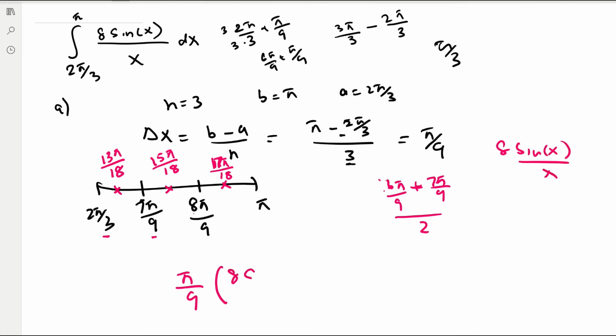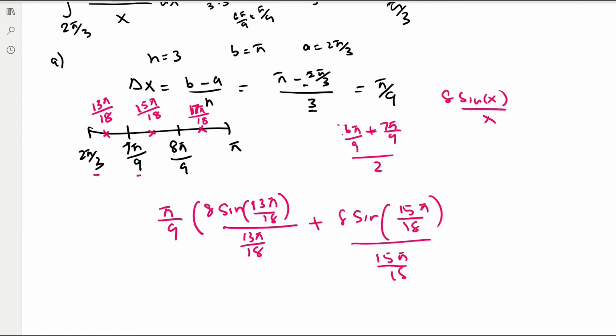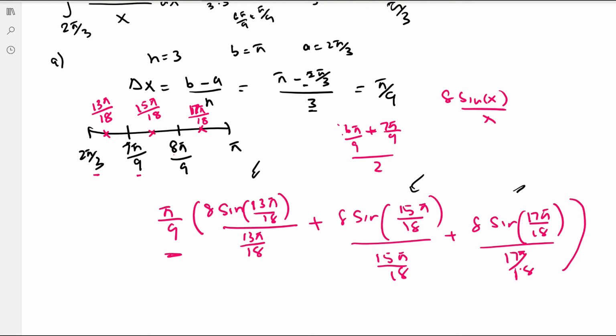So 8 sine of 13 pi over 18 divided by 13 pi over 18, plus 8 sine of 15 pi over 18 divided by 15 pi over 18, plus 8 sine of 17 pi over 18 divided by 17 pi over 18. So that's applying the midpoint rule. This is delta x and the function evaluated at the 3 midpoints.